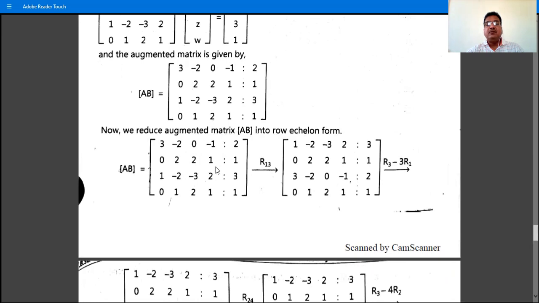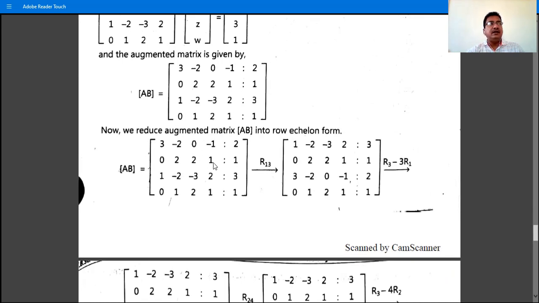We do this by using elementary row transformations. There are three types of elementary row transformations. We can interchange any two rows. Then we can multiply any row by any number, and we can multiply any row by any element and add it to the previous row or the next row.